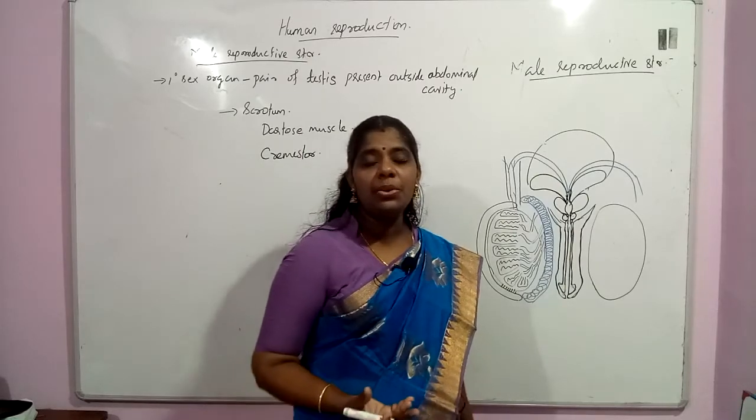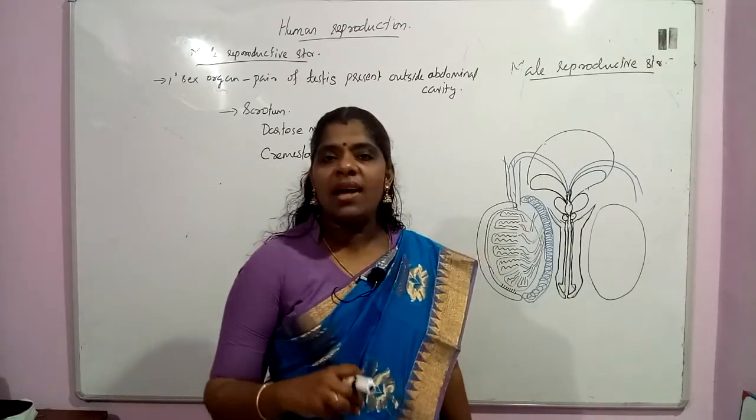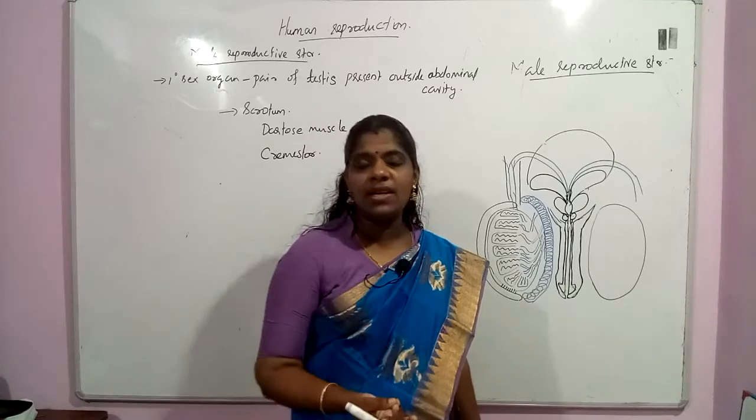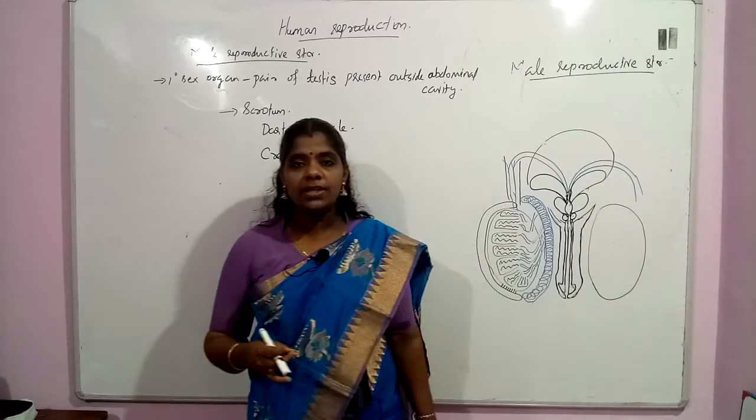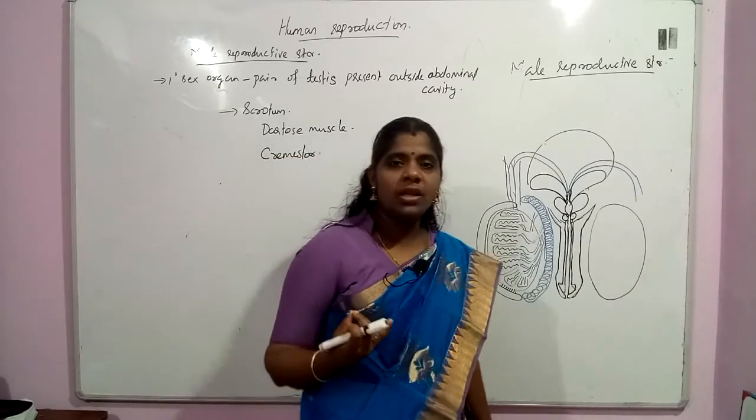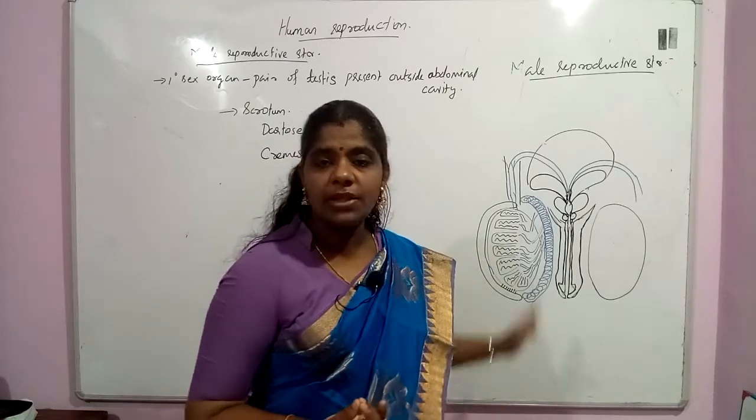The vas deferens is moving up through the spermatic cord, and we can see some veins passing through it, nerves passing through it, as well as some arteries moving through this spermatic cord, and we can see some lymphatic vessels passing through this spermatic cord.